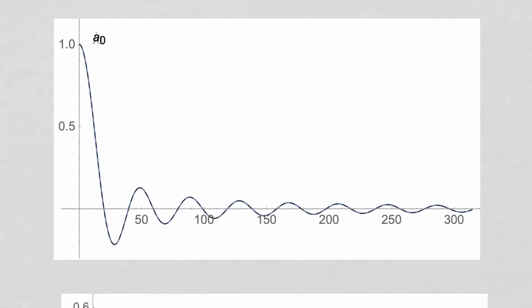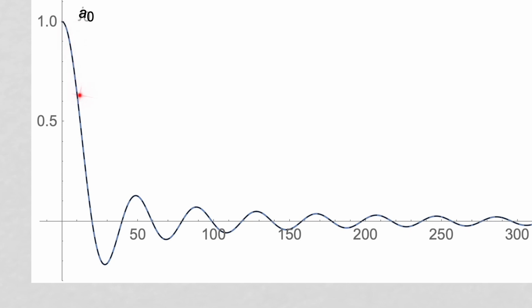For J0, the situation's even better. Look at J0. The two labels are on top of each other because the two functions are literally on top of each other. For J0, it's an absolute perfect match. The asymptotic form and the function itself are identical. Now, why is that?